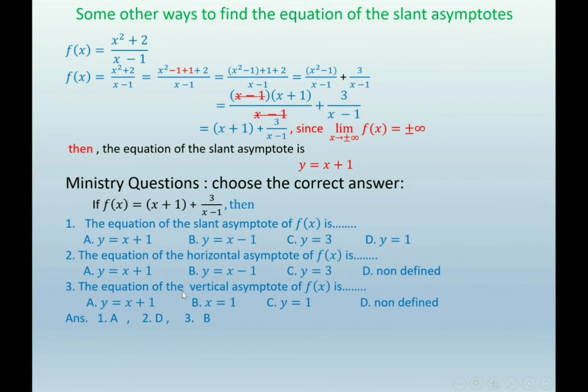In number 3, the equation of the vertical asymptote of f of x is... To find the vertical asymptote, you have to equal the denominator to 0. Go back to the equation, equal x minus 1 to 0. By moving negative 1 to the other side, you change the sign from negative to positive, and that will make x equals 1. So the answer is B. Now the answers for all are 1A, 2D, 3B.